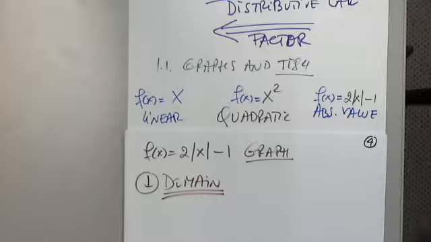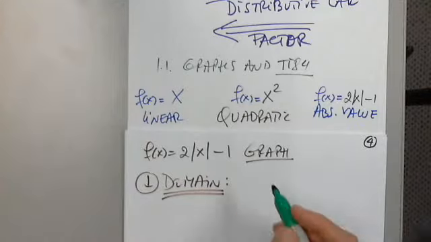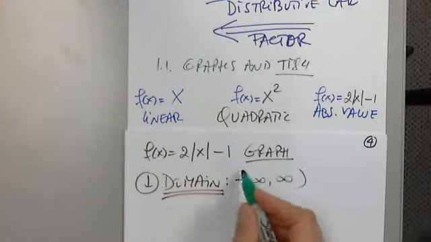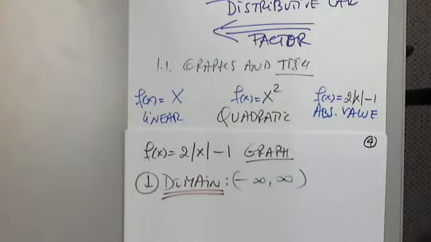So are there any restrictions? No. So what will be the domain then? Very good. All real numbers. The domain is anything. This is a friendly function. I can plug in whatever I want.